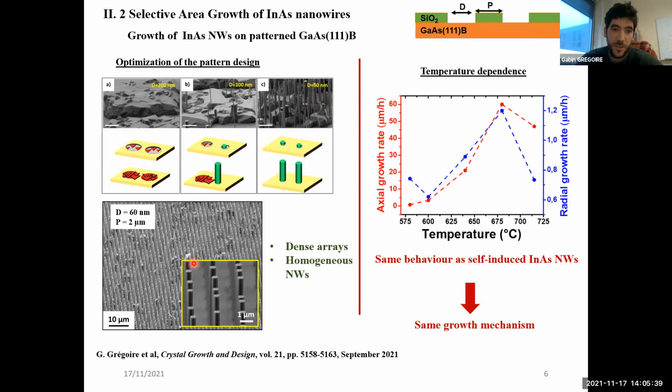Then we switch to larger arrays, and we can see that we are able to grow a dense array of homogeneous nanowires. Concerning the growth mechanism, as a function of the temperature, we have the same behavior as the self-induced nanowires, meaning that we have the same mechanism, which is a direct vapor-solid growth mechanism.